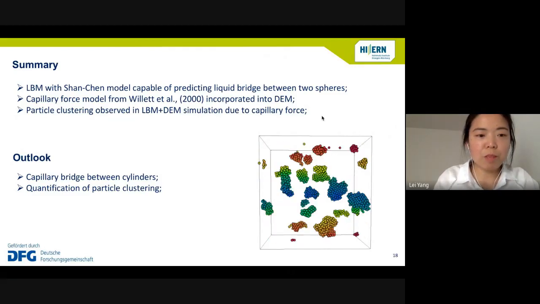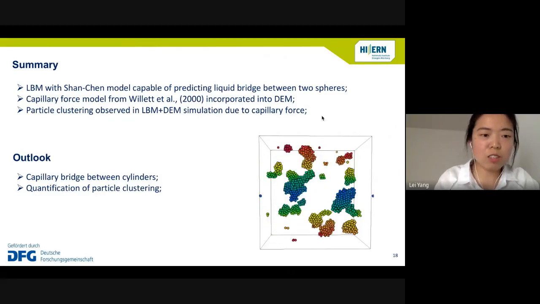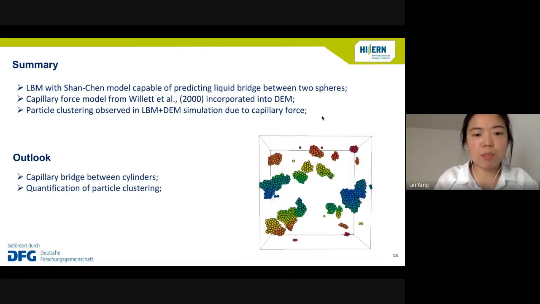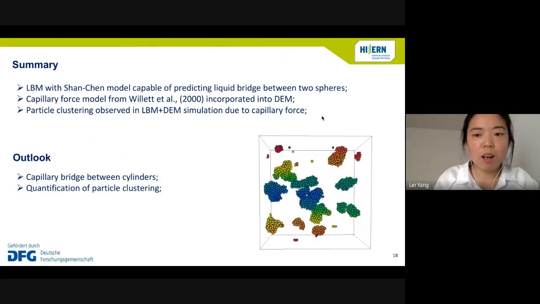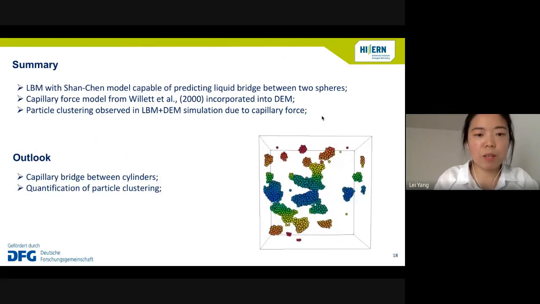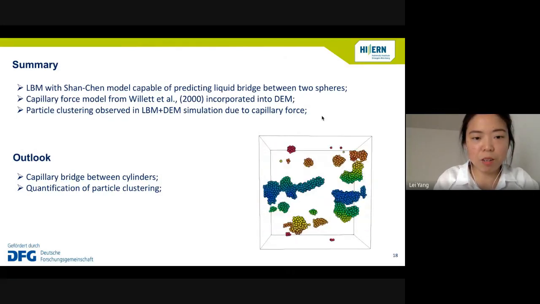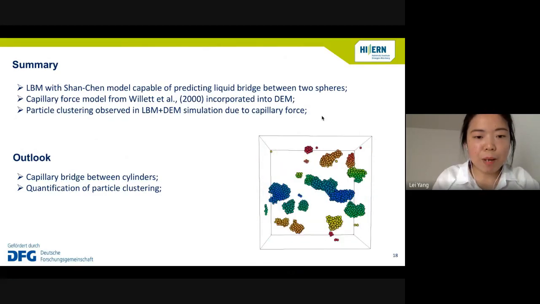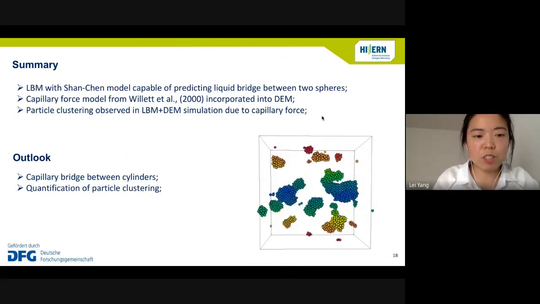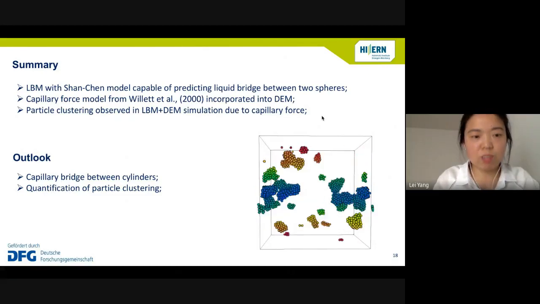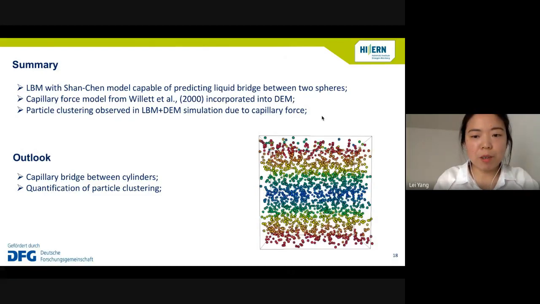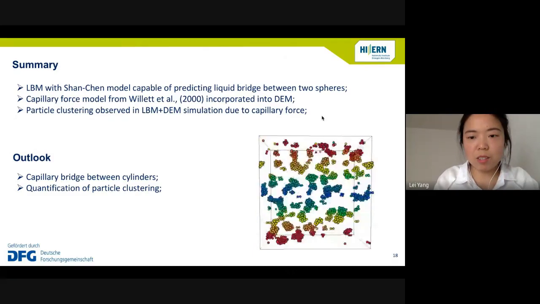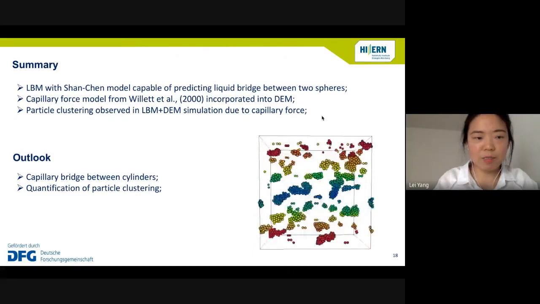For the future, it is interesting to study the capillary bridge between cylinders, because the industry always says particles are not spherical, they can be other shapes. Besides, for the particle clustering, it is interesting to make quantifications of the particle clustering. Thank you for your attention.